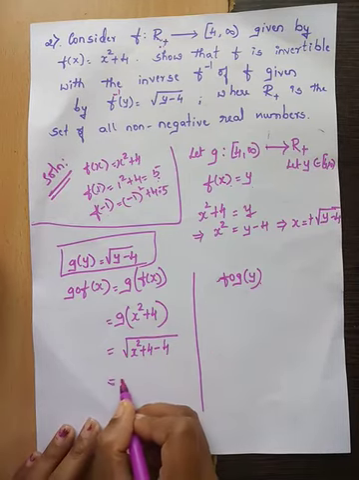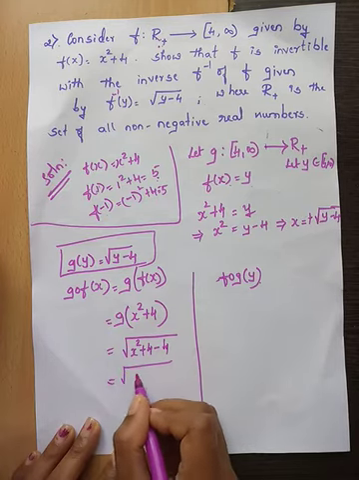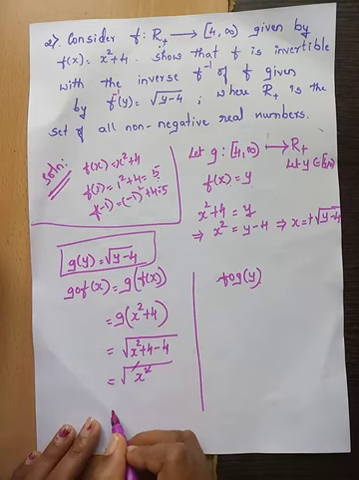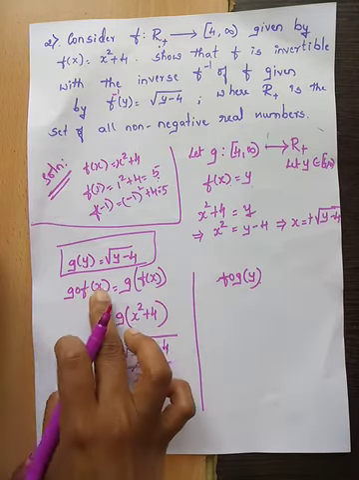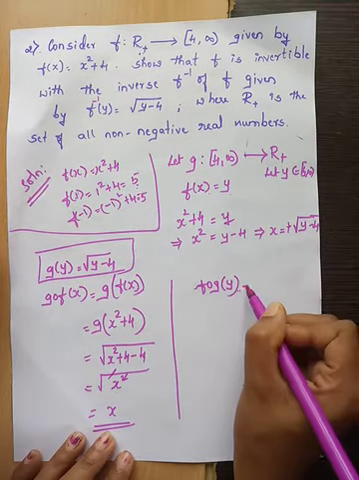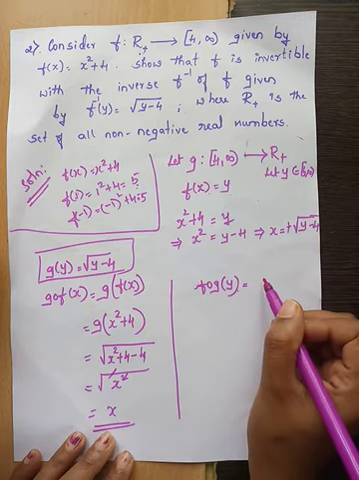So, now that is square root of x square plus 4 minus 4, which is x square plus 0, that is x square. So, what happens? Square and square root cancel. So, you will get x. So, you have shown that g composition f of x is x. Now, what is our next task? We have to show f composition g of y is y.